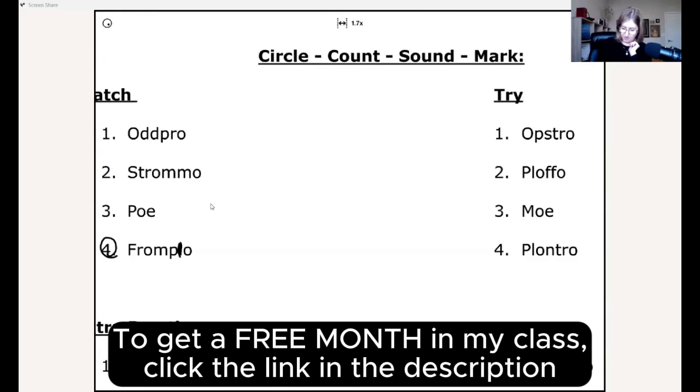Frompo. What would it be without the R or the L? Now it is fompo. What would it say without the R, the M, or the L? Fopo. Now it says fopo. That O has to say a long sound now. How'd you do on those? Y or A? I was doing so good and you lost me.